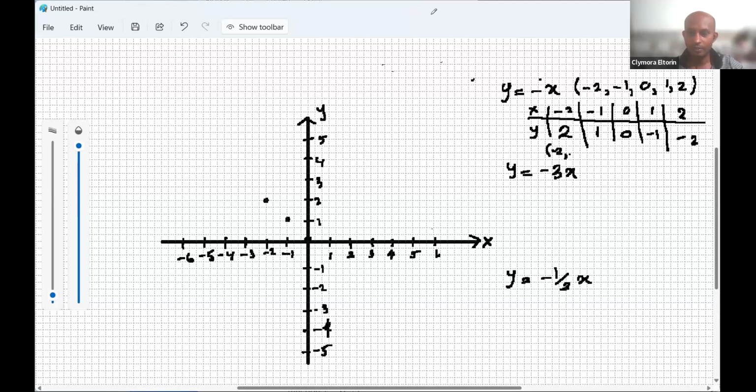Minus 2. First we must mention the x value. After that, the y value. Make it minus 1 and 1. In here, put 0 and 0.